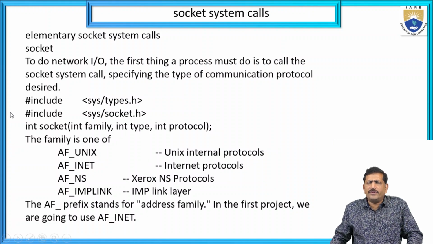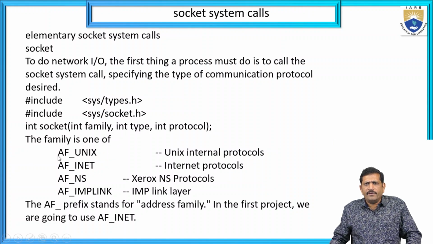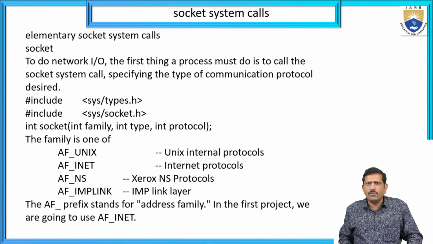The header files for this, we are using #include <sys/types.h> and #include <sys/socket.h>. int socket(int family, int type, int protocol). The family is one of: AF_UNIX, that is Unix internal protocols; AF_INET, that is the internet protocol; AF_NS, that is the Xerox NS protocol. The AF prefix stands for address family. In the first project we are going to use the AF_INET family in socket system calls.